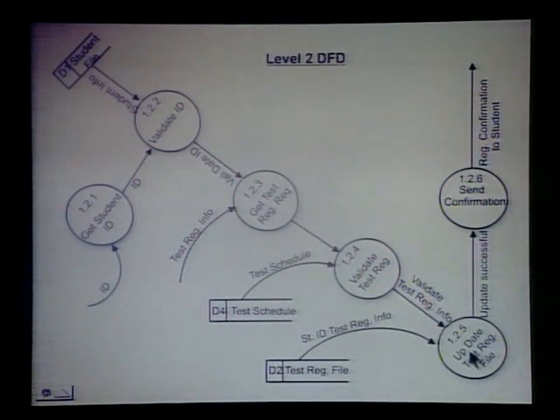This process gets student ID and test registration information from test registration file. The update registration file updates successful information and sends it to the send confirmation process, which sends the information to the student. You can build level 1 DFDs for other processes in a similar fashion. The processes in level 1 DFD can be further expanded until each process becomes simple enough that a process algorithm can describe it.